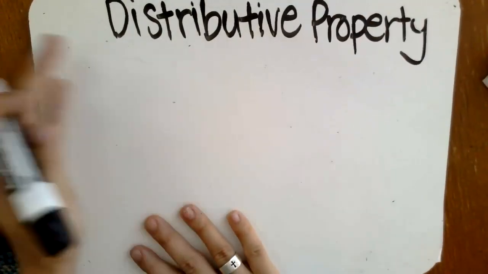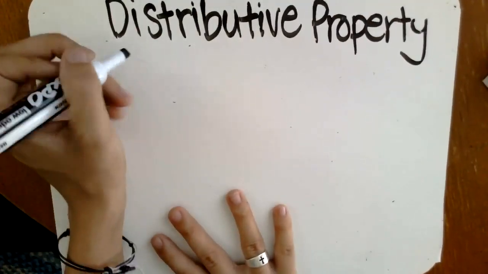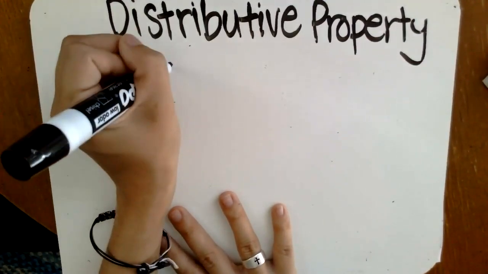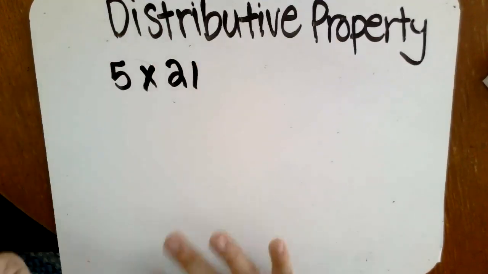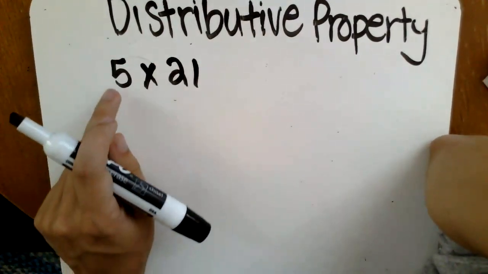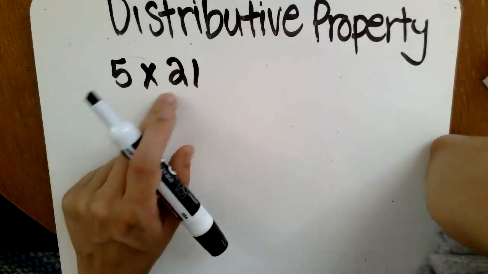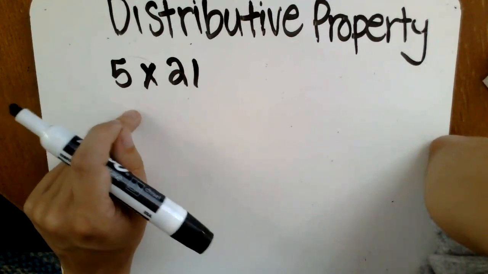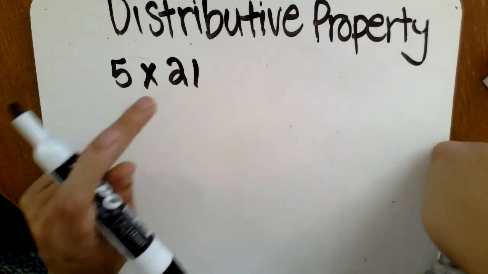So let's do one more together. So say we do 5 multiplied by 21. Remember, we're trying to find different ways to represent 5 being distributed to 21 in its place value form. So it would be 5 times 30 and 5 times 1.